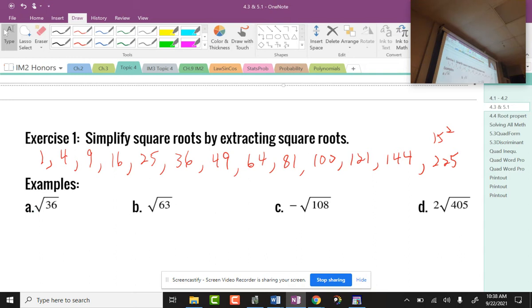Give you a moment to write these down. I don't feel bad about not knowing your times tables. It's an epidemic. I don't know what happened with some of the basic skills out there.